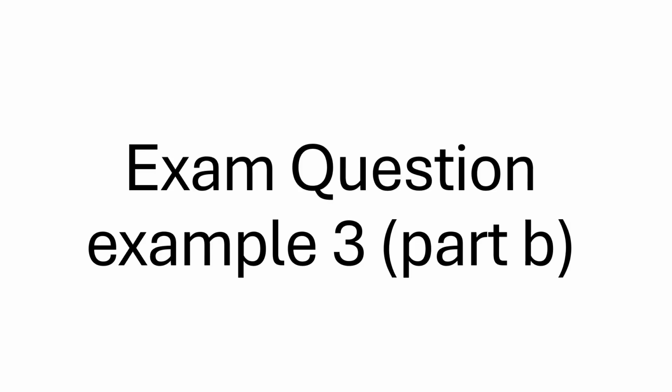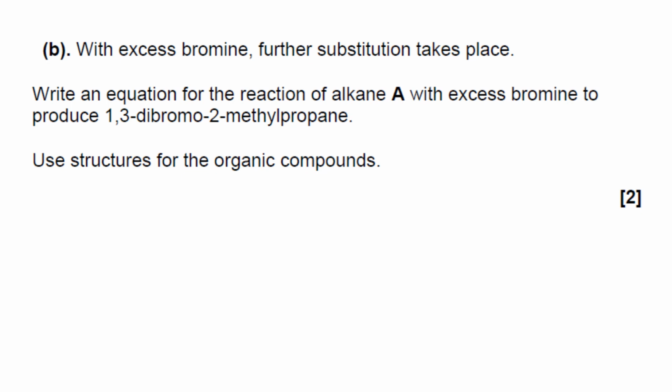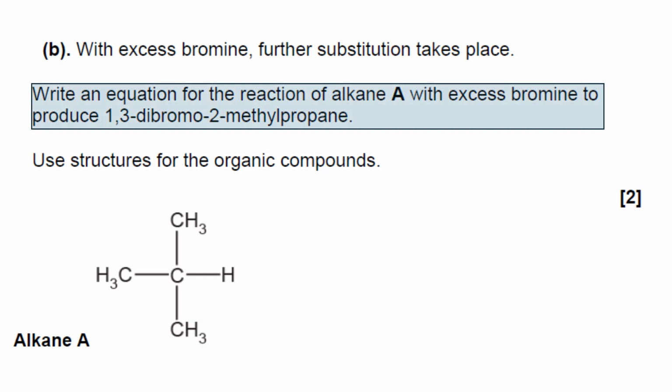So part B of our third exam question, it says with excess bromine, further substitution takes place. So they want an equation for the reaction of alkane A with excess bromine to produce 1,3-dibromo-2-methylpropane. So let's start with reminding ourselves what alkane A was, and then we can have a look at what the compound we want to make actually looks like.